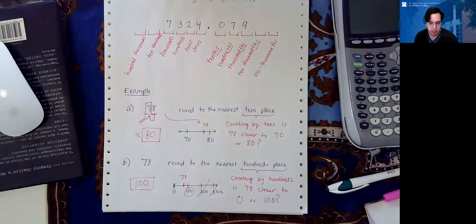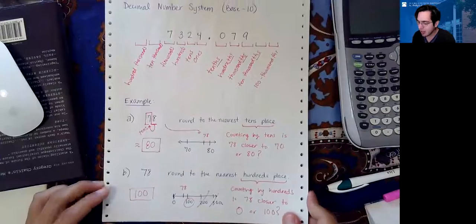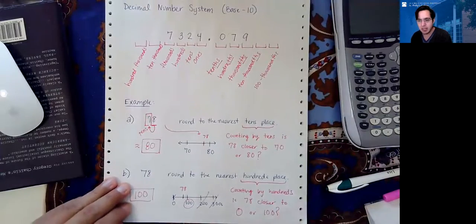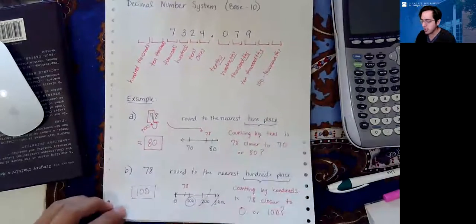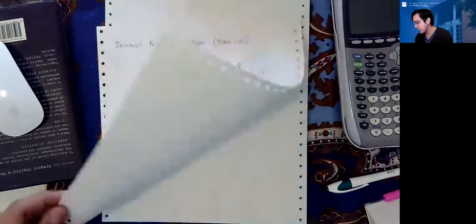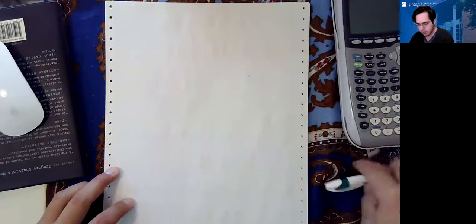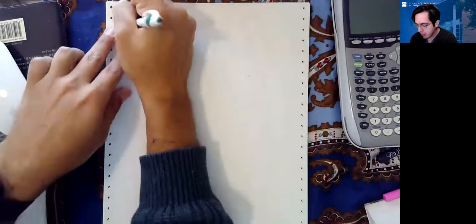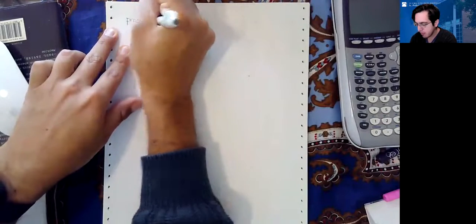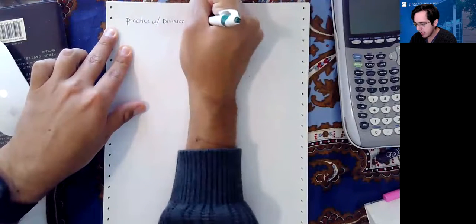But rounding is something that we're going to have to do when we do division, because sometimes when we divide, we get decimal numbers, and then problems might ask us to round to some place value. So we have to be prepared to do that, especially with these decimal places. Okay, so let's do some practice rounding and some practice dividing also. Practice with division and rounding.